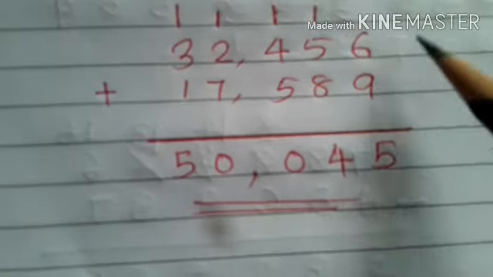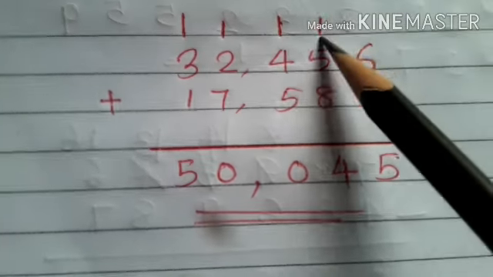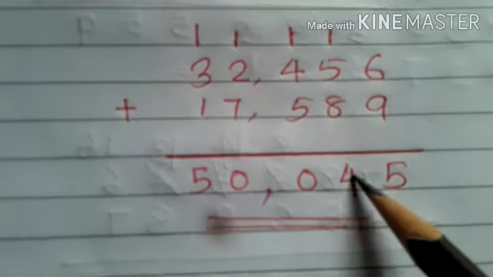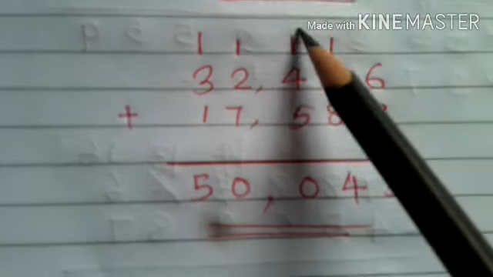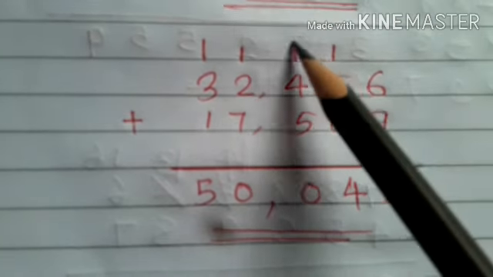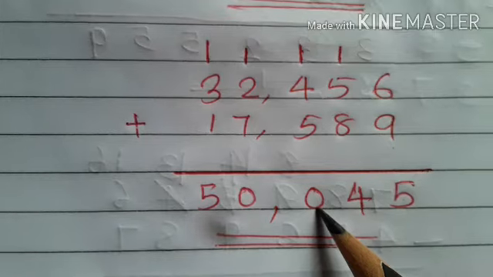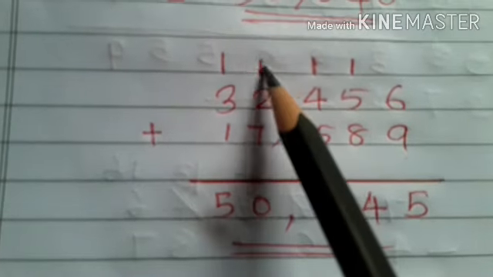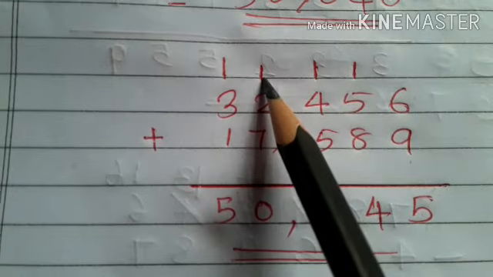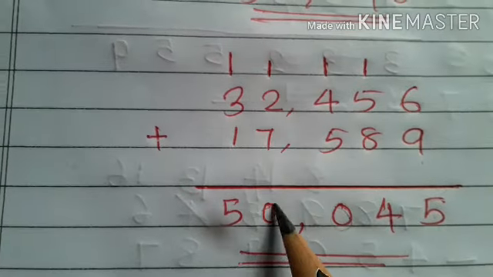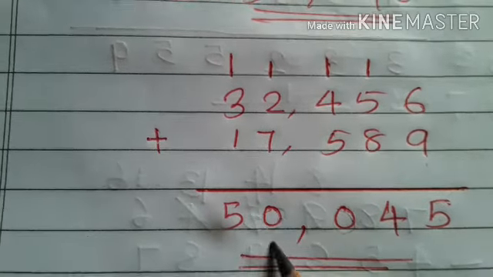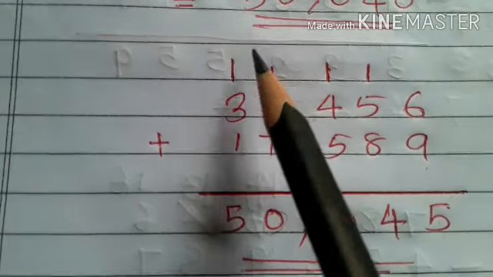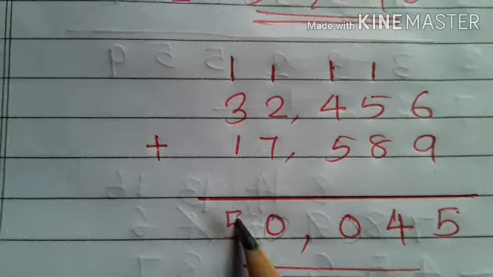5 right here, carry over 1 in tens place. Then add the numbers, we get 14. 4 right here, carry over 1 in 100 place. Add the numbers, we get 10. 0 right in 100 place and carry over 1 in thousands place. Then add the numbers, we get 10. 0 right in thousands place and carry over 1 in the 10,000s place. Then add the numbers, we get 5.